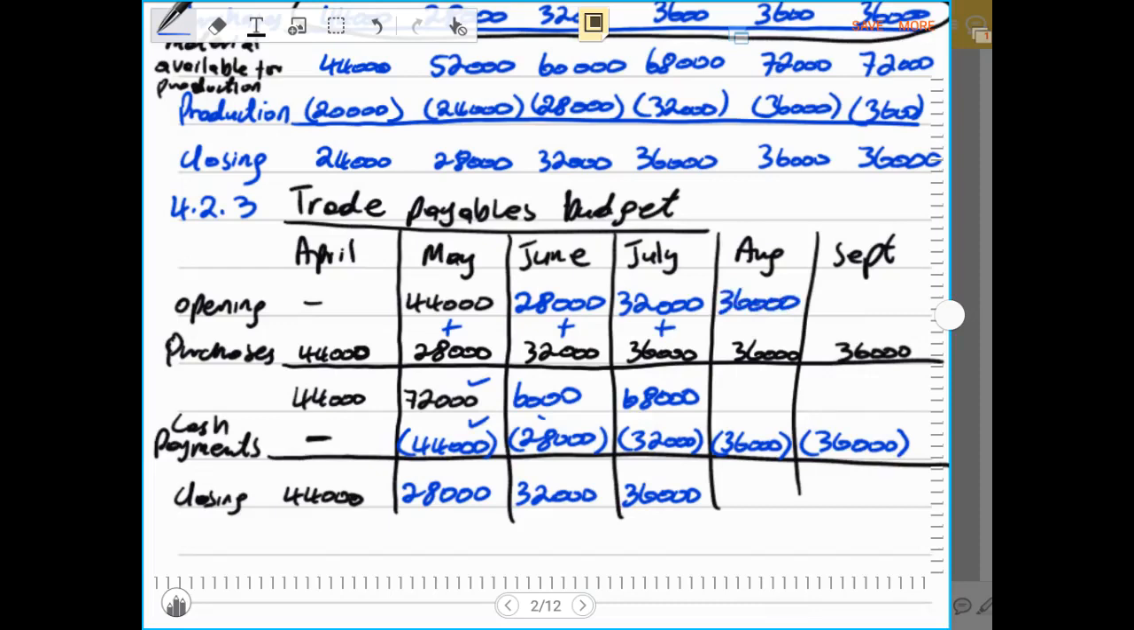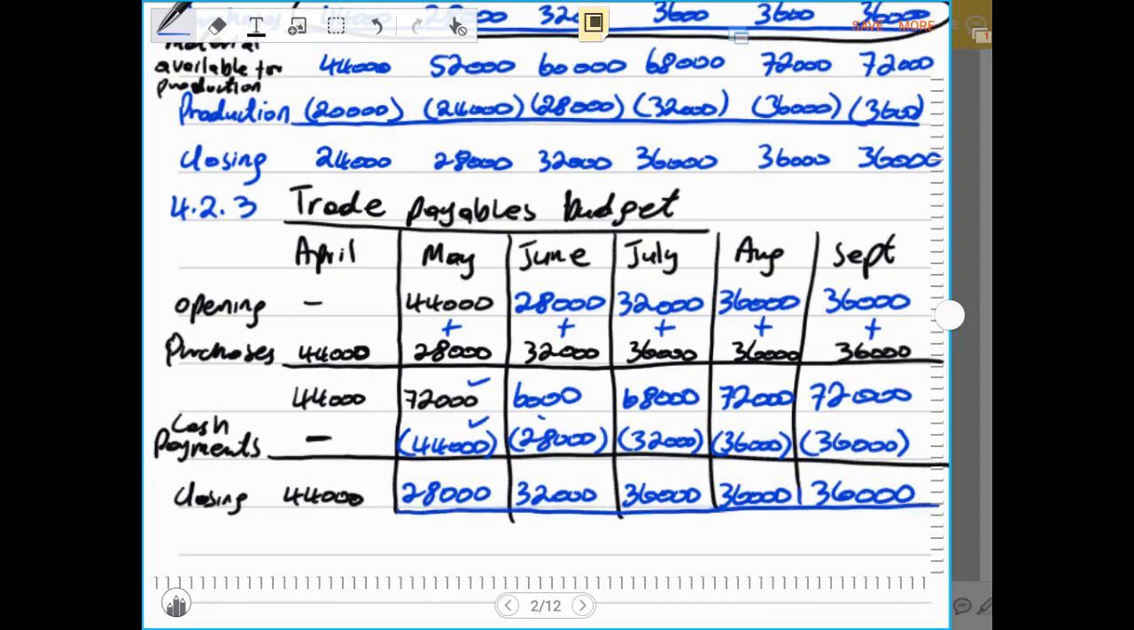Then 36,000 rands plus 36,000 rands of the purchases in the month of August will give us 72,000 rands as the total of the trade payables before the payment of the previous month took place. Therefore, we less 36,000 rands, that will give us another 36,000 rands. Then closing becomes opening, so opening will be 36,000 rands plus purchases, which will give us another 72,000 rands. We less 36,000 rands, and this will give us the closing trade and other payables balance by the end of September. It will be 36,000 rands.